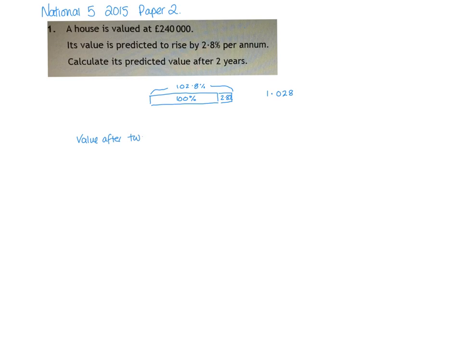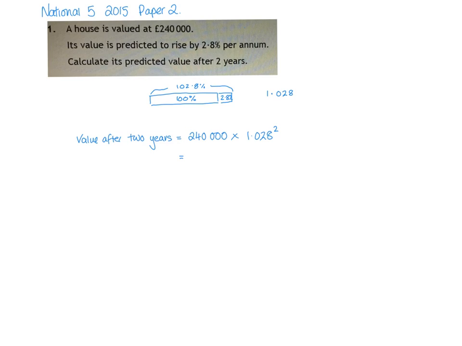So the value after 2 years is going to be, we take the original price, which is £240,000, and we times that by the 1.028. And we need to raise that to the power of 2 because it is 2 years. If it was 3 years, it would be 3, 4, 4, etc. all the way up.